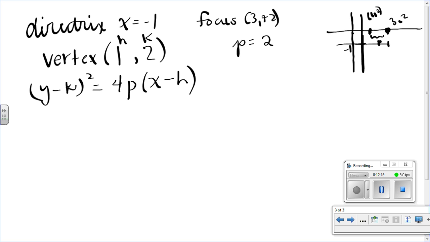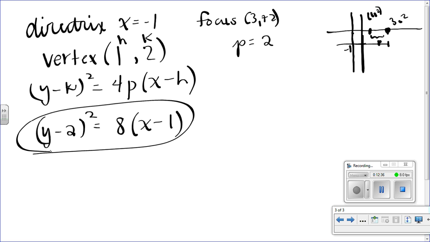I am so ready to fill this out. (y minus 2) squared equals 4 times p. What's 4 times 2? 8. Times (x minus h). The math that goes into this is not difficult. You have to look at the picture and you have to think about, what do I have? What did they give me, and how can I use it? So we just find it in the equation? That's it. We're done with that. Yes.